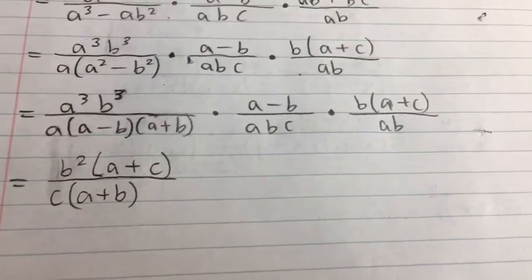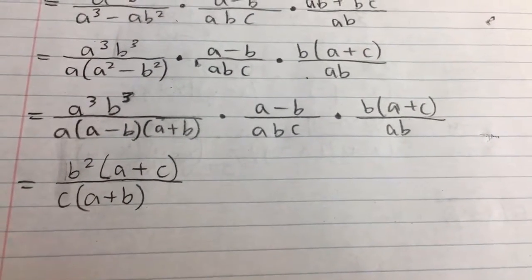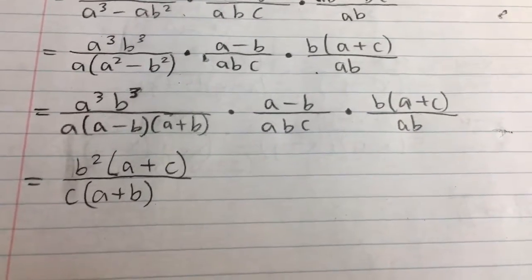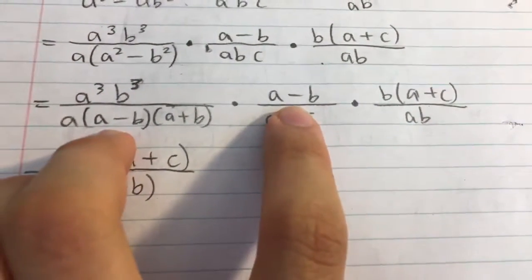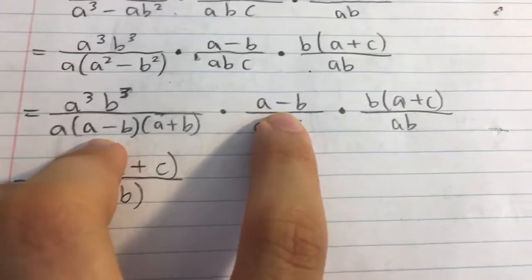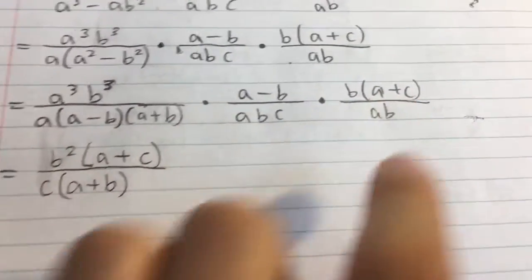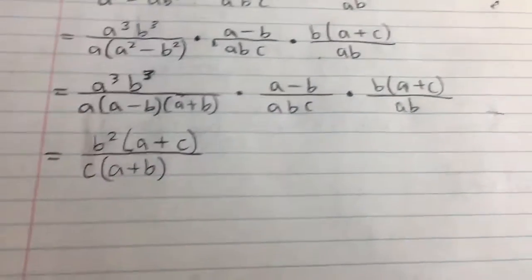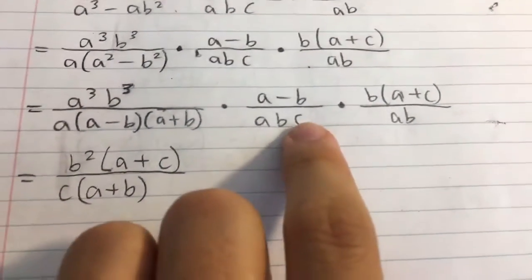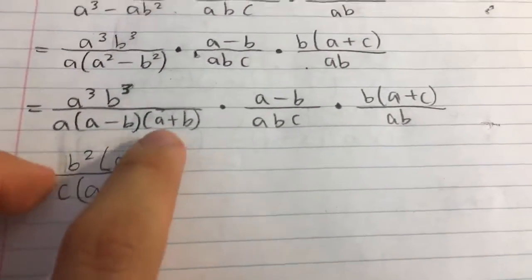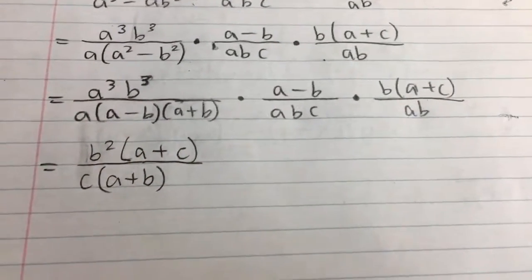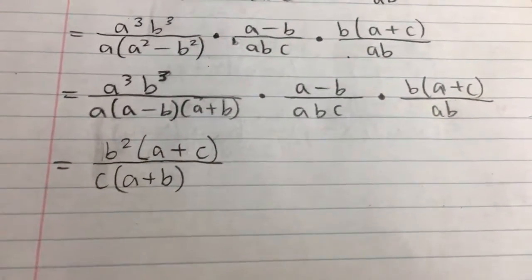And lastly, is there anything else we can cancel? There's an a minus b factor here that we can also cancel. And so what we're left with in the numerator is that b squared times the a plus c. And in the denominator, we're left with the c at the very bottom and a plus b. Everything else cancels in the denominator. And so this expression is our final answer.